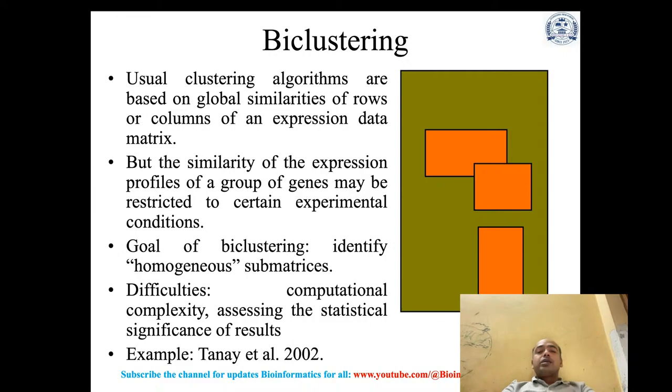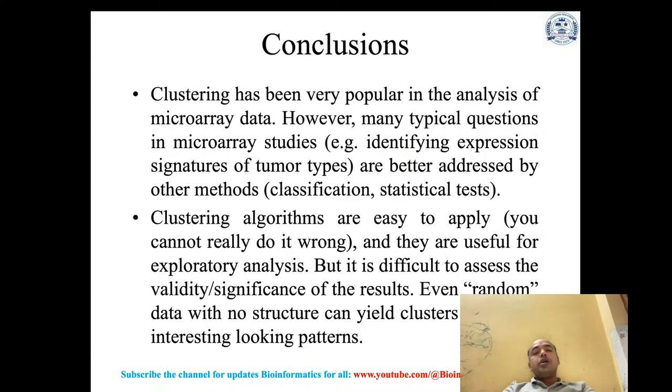Now, biclustering. Usual clustering algorithms are based on global similarities of rows or columns of an expression data matrix. But the similarity of the expression profiles of a group of genes may be restricted to certain experimental conditions. The goal of biclustering is to identify homogeneous submatrices. Difficulties: computational complexity, and assessing the statistical significance of results. This you can also see in detail in the paper by Tanay et al. 2002.